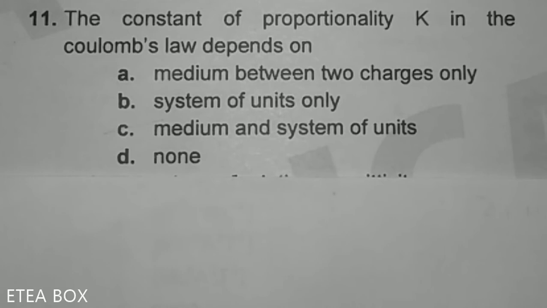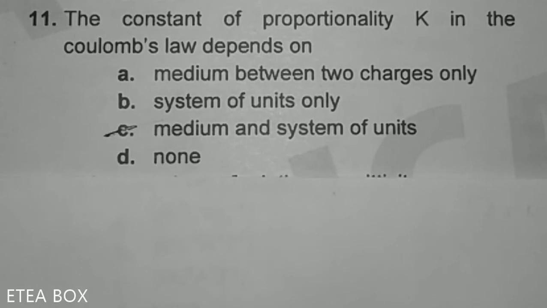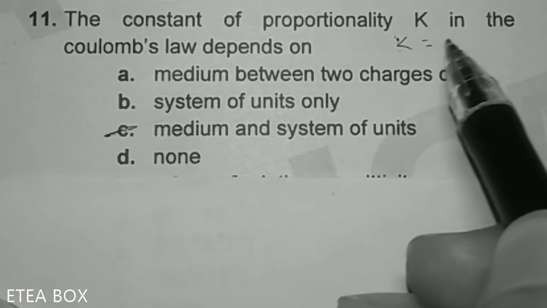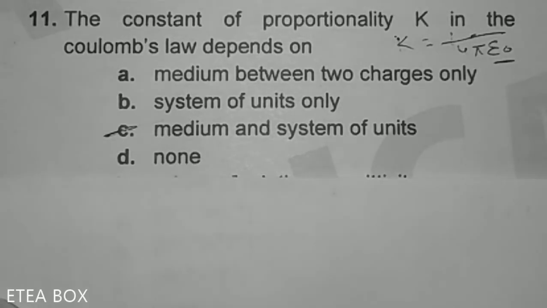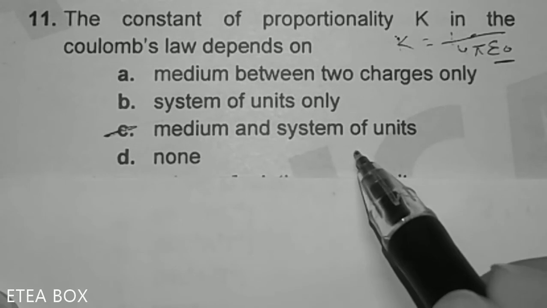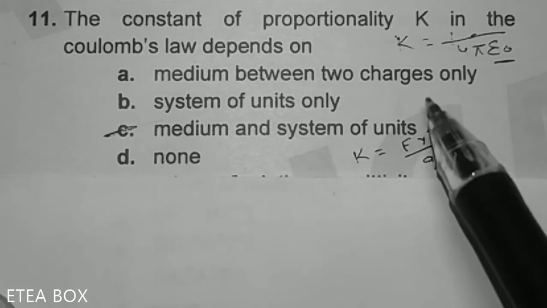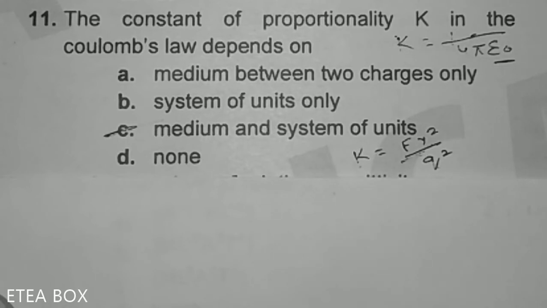The constant of proportionality in the Coulomb force depends upon what? So it depends on two things, the medium and the system of units used. Okay, because we know that K is equal to 1 over 4 pi epsilon naught. So this says that it depends on the medium, and it also depends upon the system of units used. So here option C is correct. Look, we also know that K is equal to F R square divided by Q square. So when we change the units of these terms, the value of K will also change. So it depends on the medium and the system of units used.